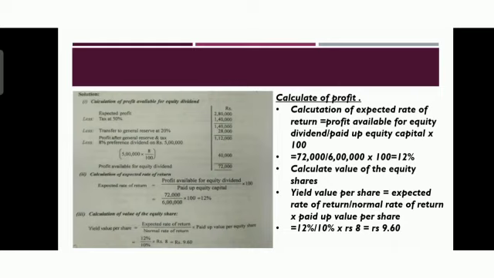Now we are going to see the value of the equity share. Already we told the formula of the equity share. So it is equal to 12%, the accepted rate of returns, divided by the nominal rate of returns, 10%, into paid up value per share, which is 8 rupees. So 12 divided by 10 into 8, we will get the answer as 9.6 rupees. The per share value is 9.60 rupees.